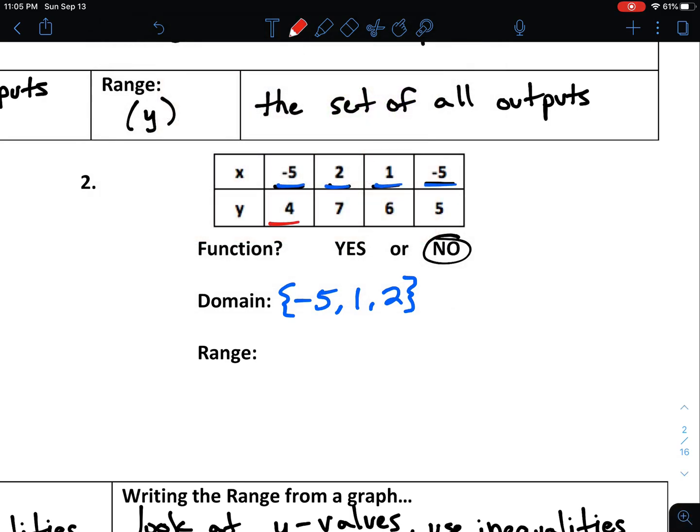For the range, we'll do the same thing, but with the Y values. This time, no repeats, so we're going to have to list all of these numbers out. Again, make sure to put them in numerical order. So 4, 5, 6, and then 7.